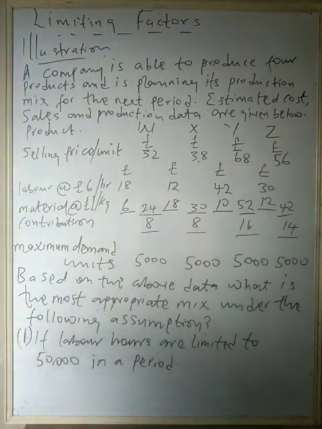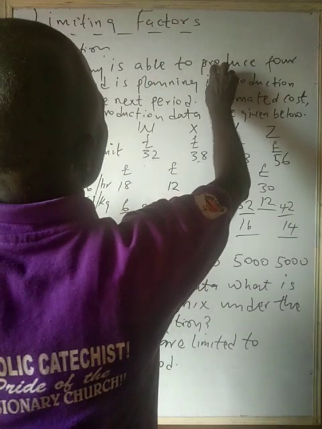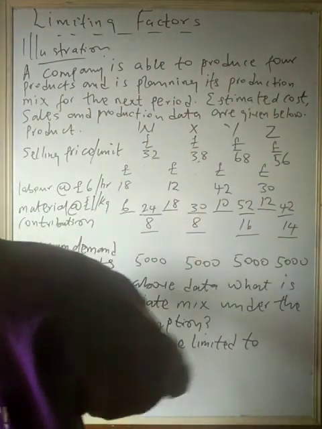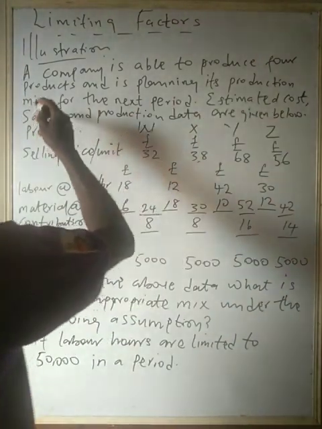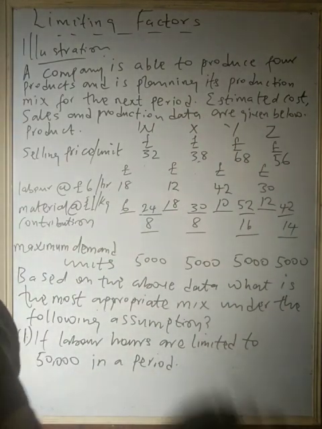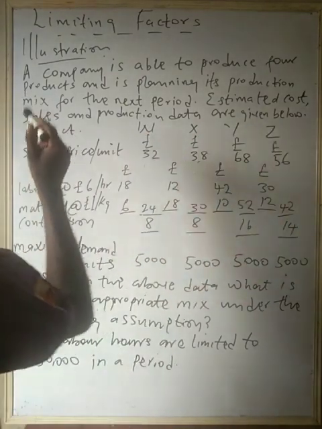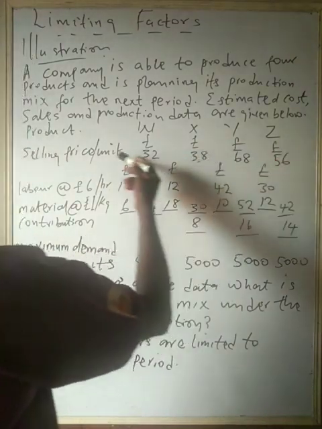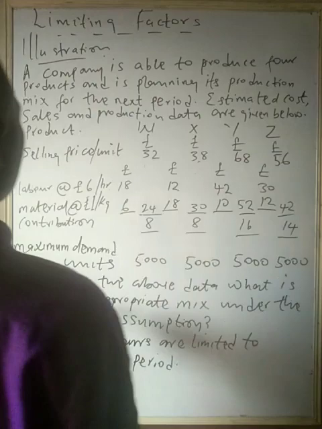The question again. A company is able to produce four products and is planning its production mix for the next period. Estimated costs, sales and production data are given below. Products W, X, Y, Z. Selling price per unit in pounds: 32, 38, 68, 56.